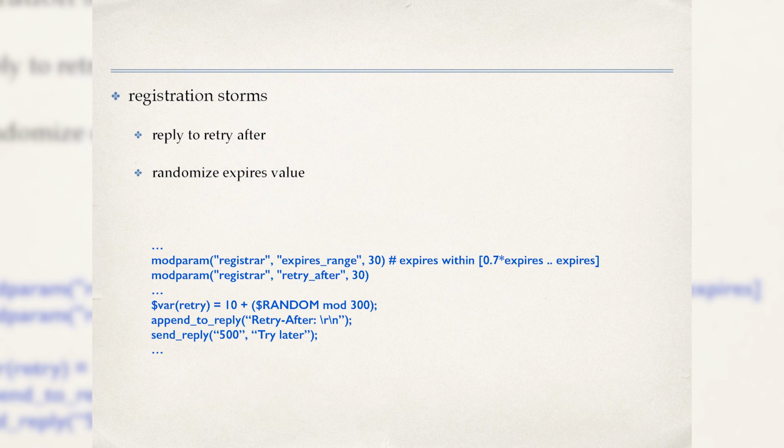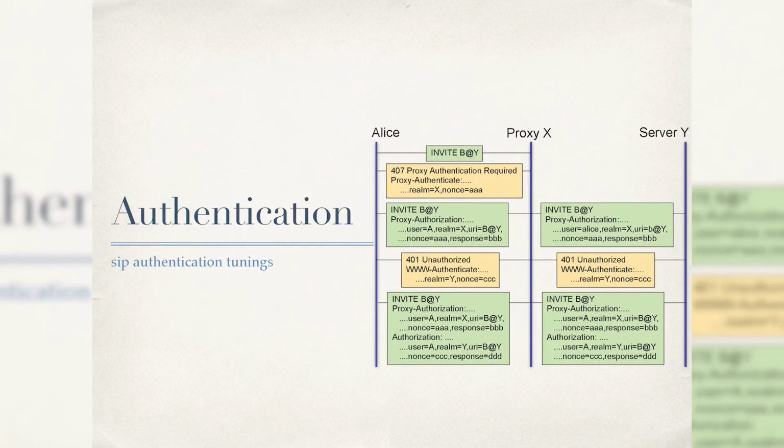So it's good to say, okay, your expire is valid for 5 minutes, 7 minutes, or depending on the range. So again, this would be an example of how you can do it with Kamailio configuration file. Then going to the next, which will be authentication.